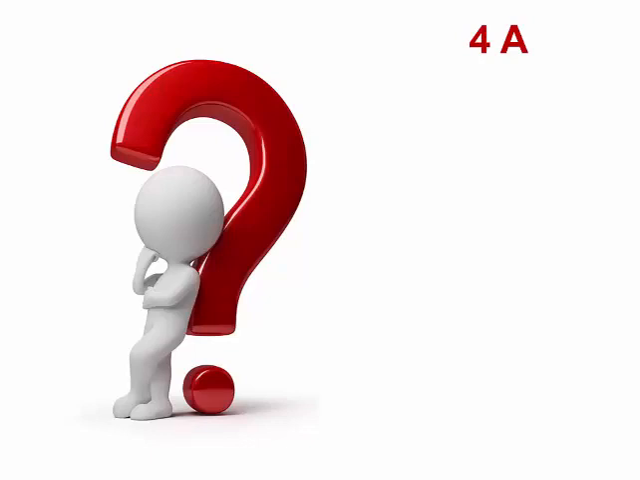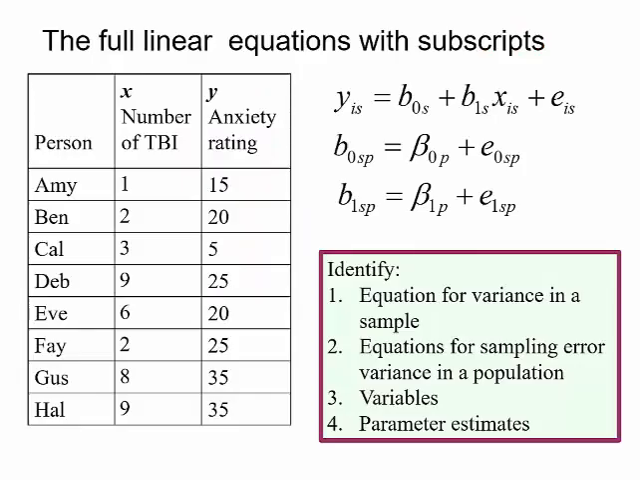Okay, now that we have talked about how we calculate an intercept and a slope, how we use this basic equation, where we say y is equal to an intercept plus a slope times x plus error, and we can calculate an intercept and a slope to minimize the sum of the squared error.